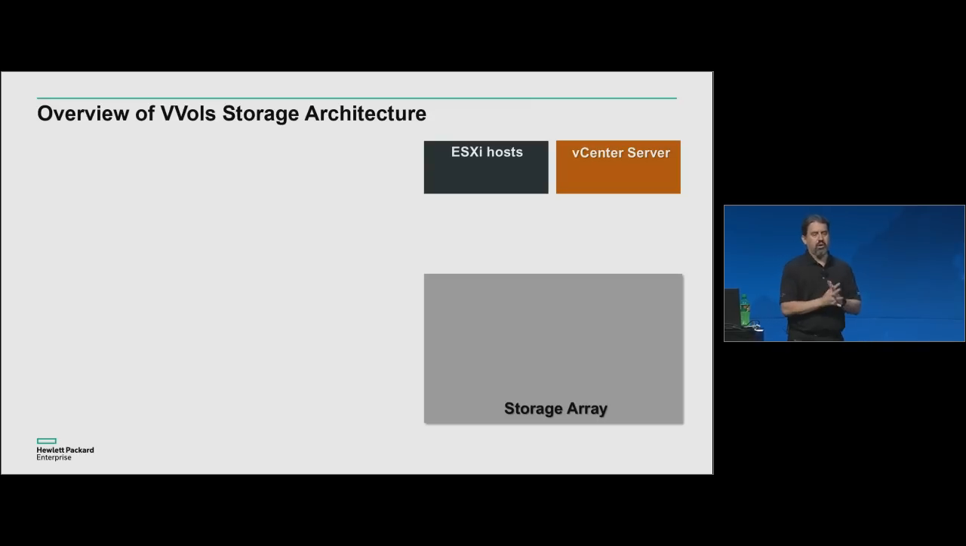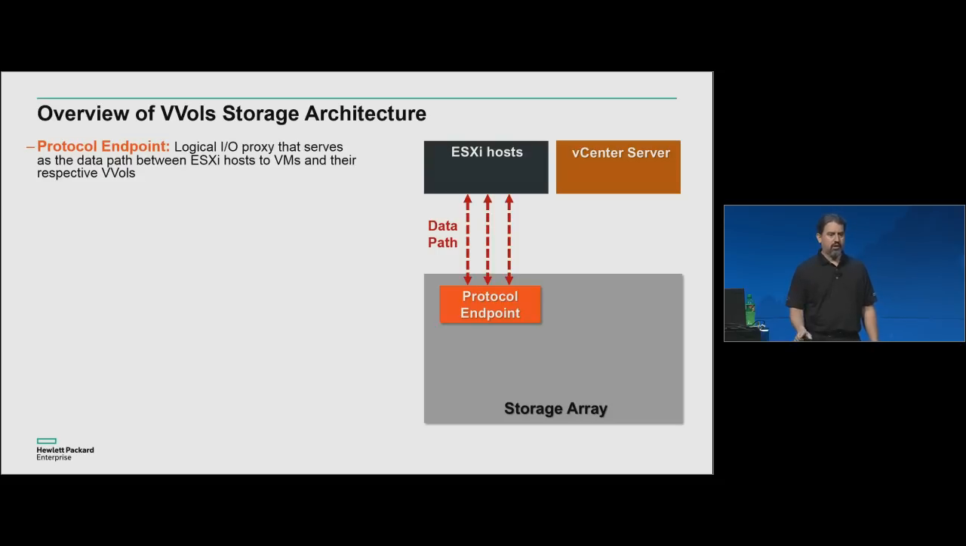So let's talk about the architecture, because this is way different from what you know with VMFS. All these components are basically new with VVols. The first component we have is the protocol endpoint, and that is a logical I/O proxy. Essentially, that's my data path between all my hosts and the storage array.